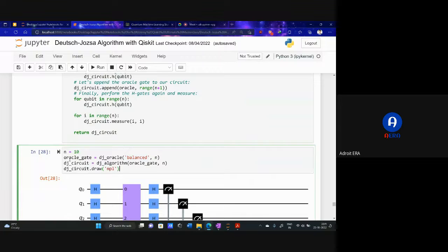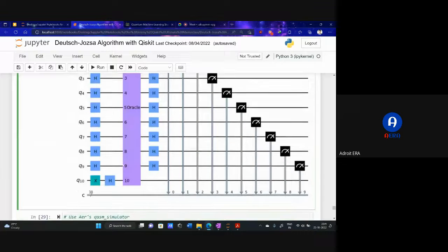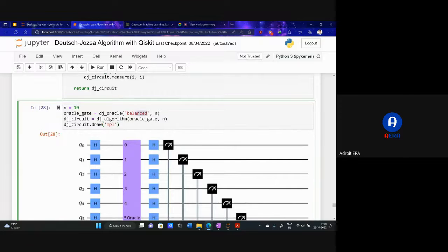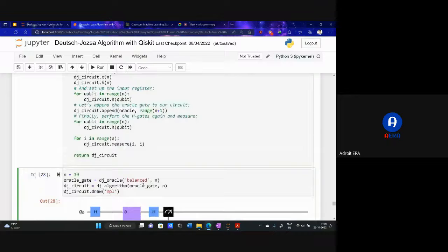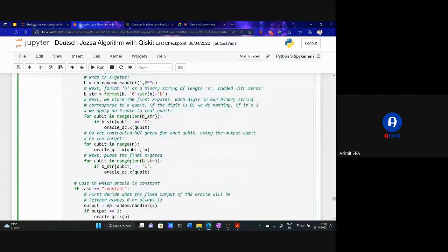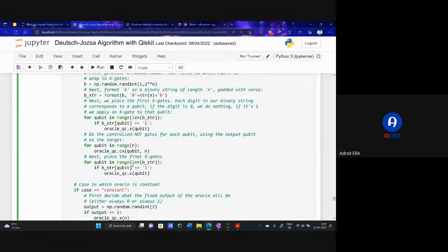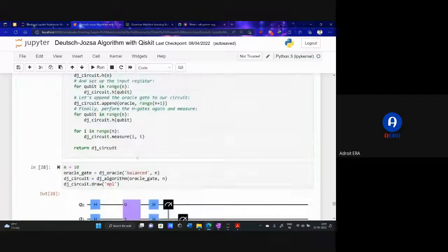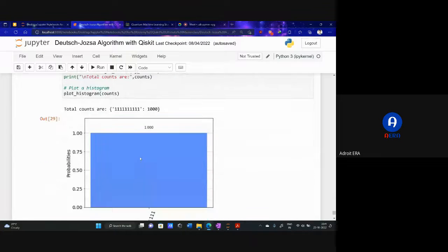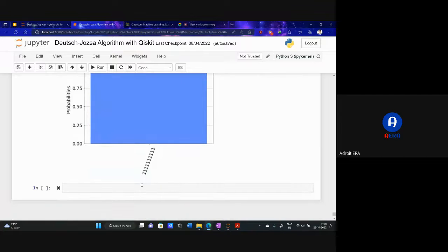I ran it for 10 qubits. Look, this is a 10 qubit circuit. So this is for balanced, because I provided the condition as balanced. As soon as I provide balanced, it will go inside this balanced function, and it will execute all these lines of code. So this is how you can get it with the combined function. And this is of course the balanced result, all one bit string.